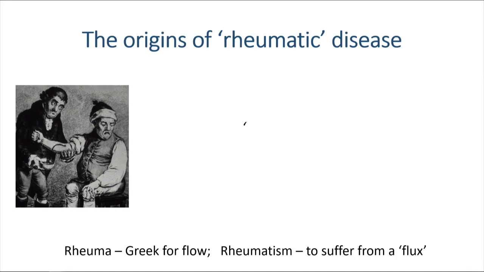Now, I'm often asked what a rheumatologist does, and it's quite difficult, really, to explain. We obviously see patients with rheumatic disease, and that derives from a Latin term, rheumaticus, that comes from a Greek term, rheum, and rheum means flow. And for many years, it was thought that rheumatic diseases such as gout were caused by the flow of bad humours in the blood to various tissues, including the joints.